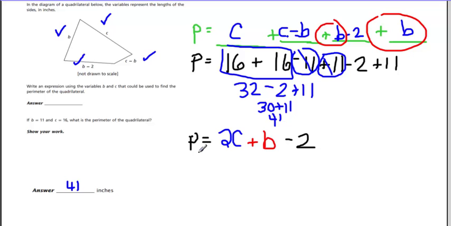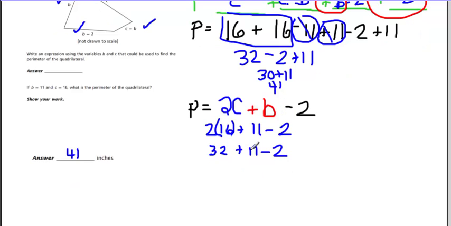Now let's explore if we had used the version of it where we combine like terms. If we did 2 times C, and recall that C is 16, plus the B, which recall was 11, minus 2. This is going to give us the 32 that we had up here, plus 11, minus 2. This plus this would be 43, and then minus the 2 would still give us the 41.